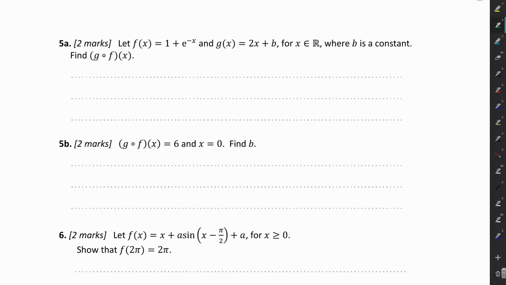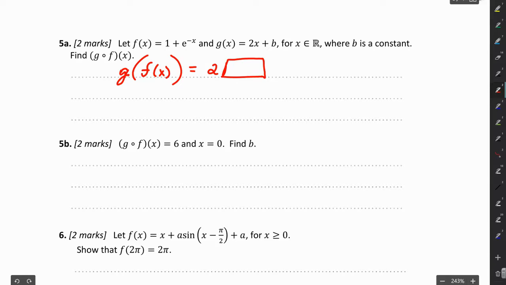It says let f of x equal 1 plus e to the negative x, and g of x is 2x plus b, where x is the set of all real numbers and b is a constant. Find g of f of x. So g is going to be the lead function. Put a box wherever we have x in our lead function, and then inside the box we're going to replace it with what we know is the f function.